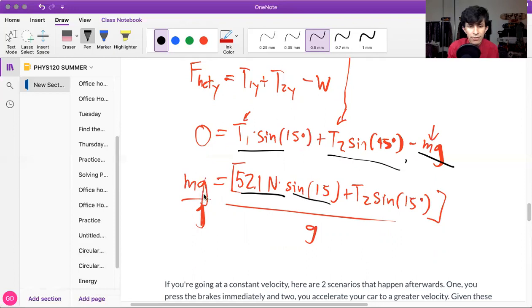And the last thing we would have to do is divide g. So I divided g. So then we can get our answer in terms of just mass, which is all of that right there. And you can just solve for that and you're done.